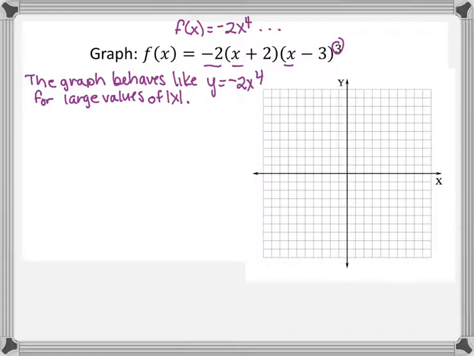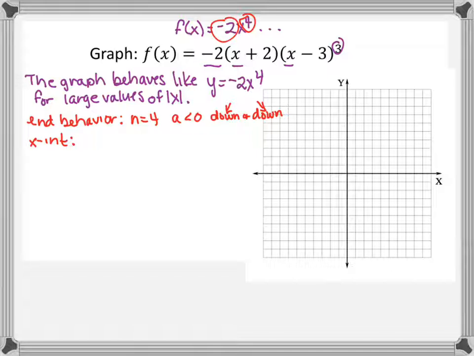So this graph behaves like y equals -2x to the 4th for large values of the absolute value of x. The end behavior, we know that the degree is 4. The leading coefficient is negative because it's -2. So our graph will have an end behavior of down and down. It will go down and to the left and down and to the right.